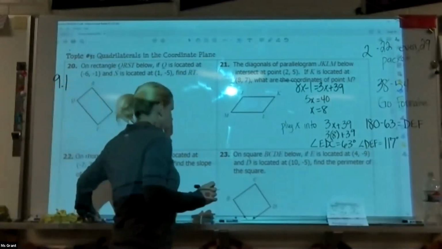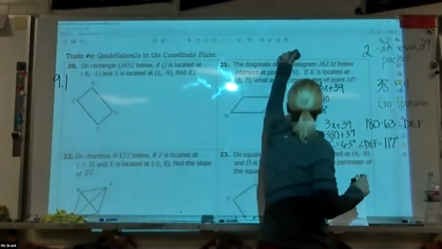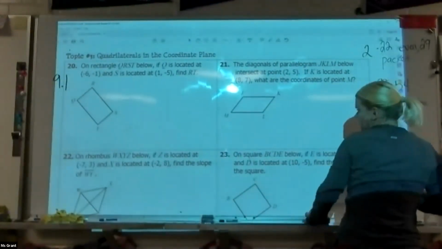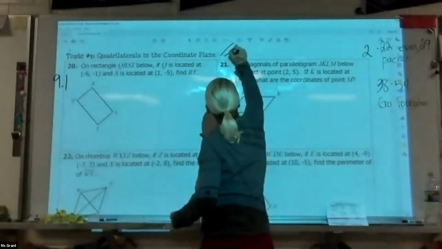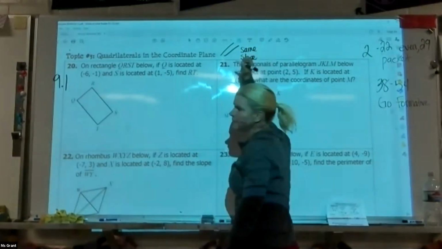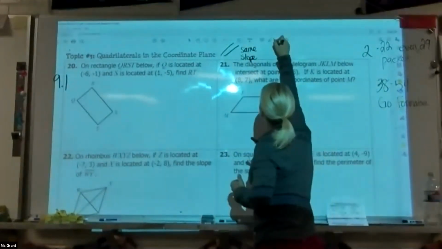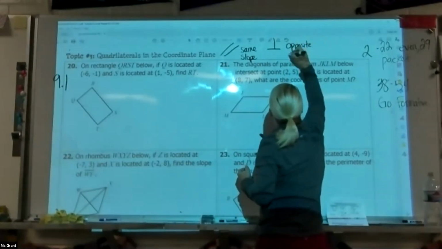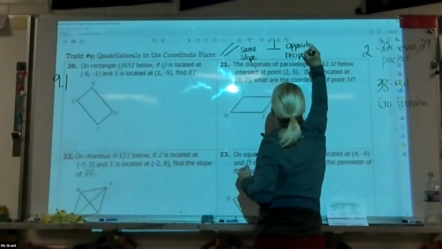And we talked about the distance formula. We talked about parallel lines, perpendicular lines. So parallel lines have the same slope. That's from algebra 1. Perpendicular lines have opposite reciprocal slopes.